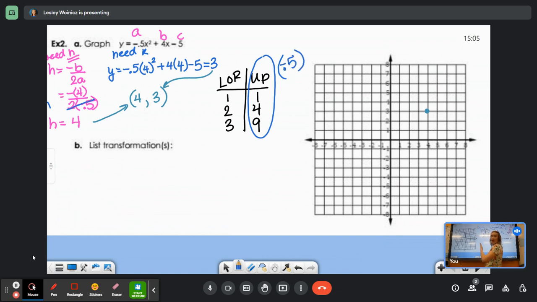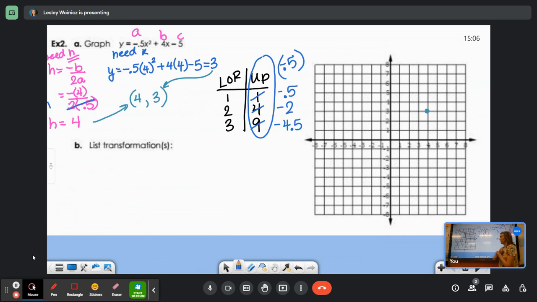So we're going to chop it in half and change the sign. Half of 1 is 0.5, half of 4 is 2, half of 9 is 4.5. Yes, but make them negative. So half of 1 is 0.5, and then make it negative. Half of 4 is 2, make it negative. Half of 9 is 4.5, make it negative.